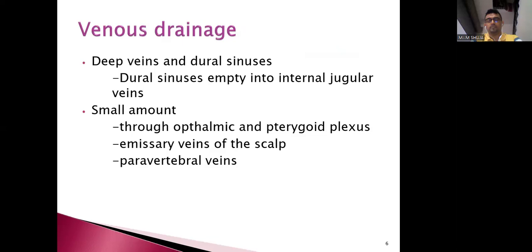And the blood supply is drained by deep veins and dural sinuses. Then it goes to the sigmoid sinuses. Then it enters into the internal jugular vein. Then it enters into the right atrium, then right ventricle. But a small amount goes through the pterygoid plexus, emissary veins of the scalp, and paravertebral veins.